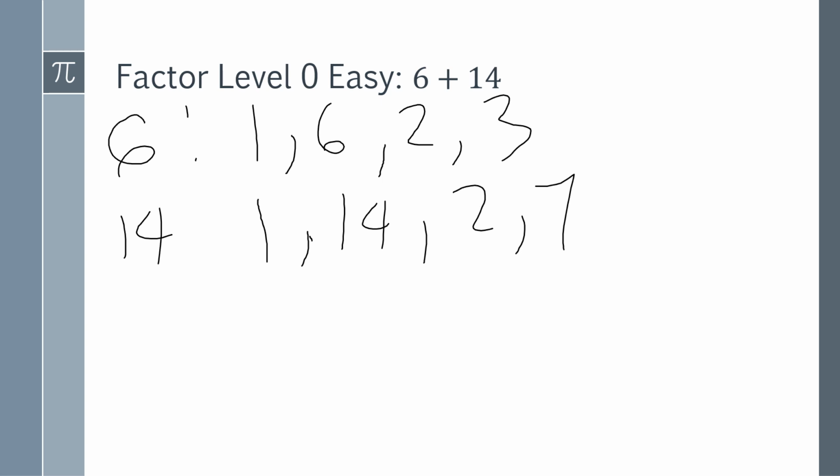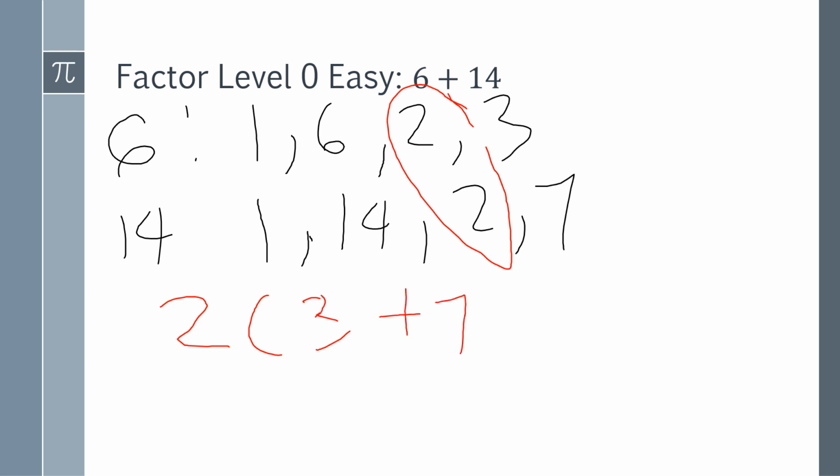What is the greatest factor that they both have in common? The greatest. The biggest number that they both have is 2. You write your answer as 2 times 3 plus 7. Because 2 times 3 is 6, but also 2 times a positive 7 gives you 14. All right, so far so good. We're doing pretty good.